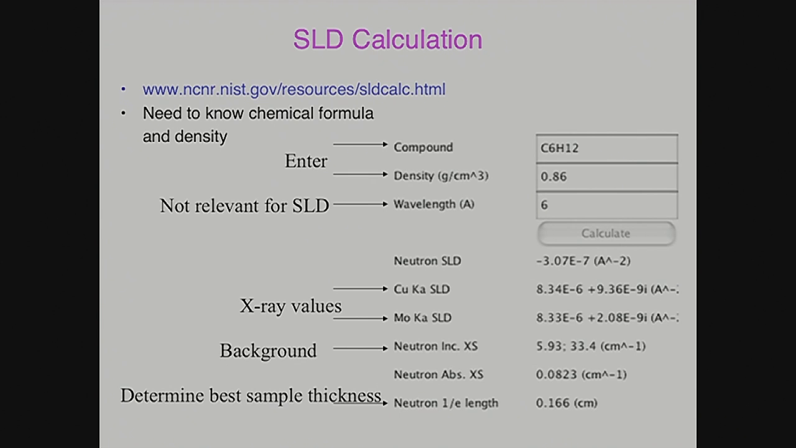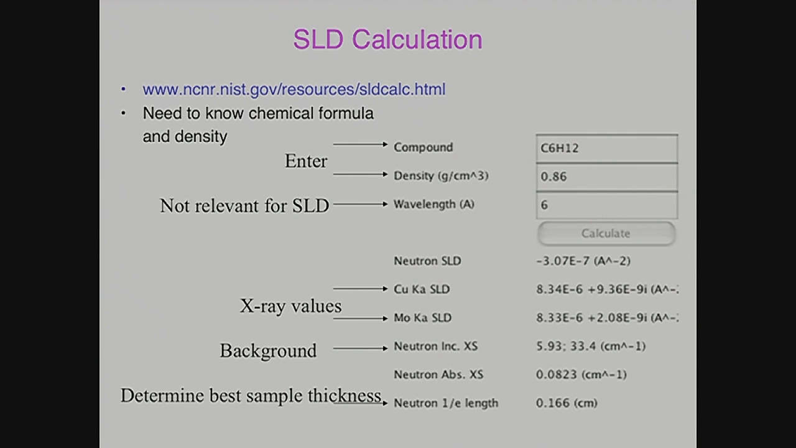So you'll see if you have a lot of hydrogen in your sample, for example, a colloid or polymer dispersed in water, you'll see this is a very small number because there's a lot of incoherent scattering from the water, so the beam has trouble getting through the sample. From the NIST website, you can get a lot of information for planning your experiment.